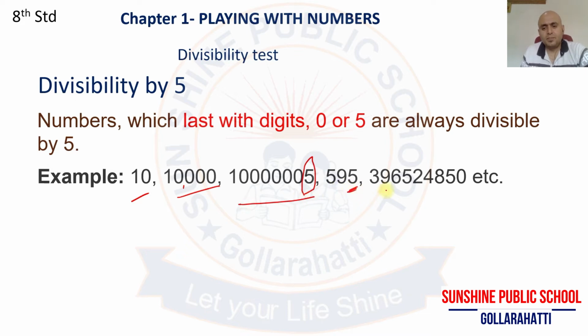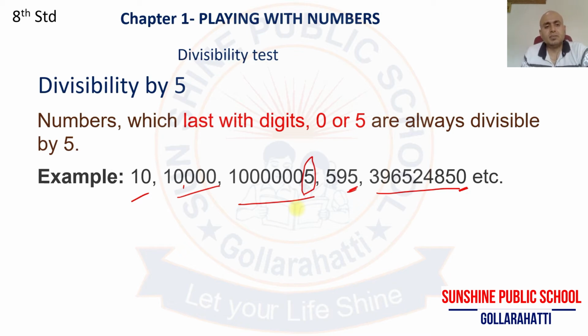Last number here also 5, and last number 0, that means the full complete number is divisible by 5. So these are the examples. By looking at the last number, if the last number is 0 or 5, we can say directly that the full number is divisible by 5. Okay, it is so easy.